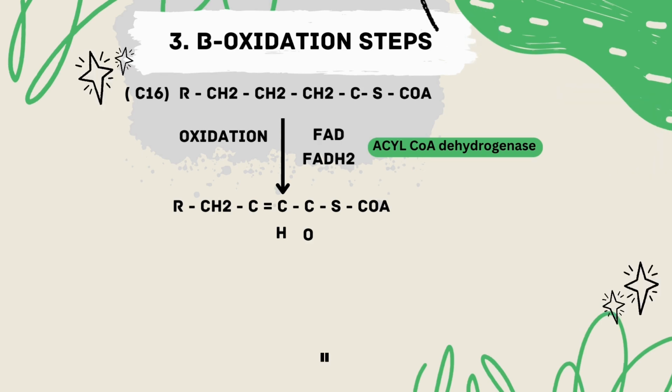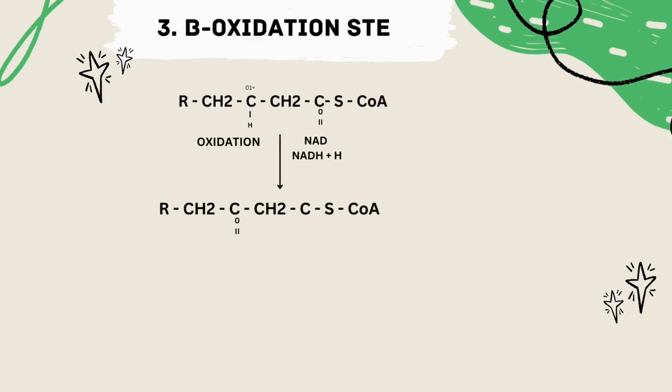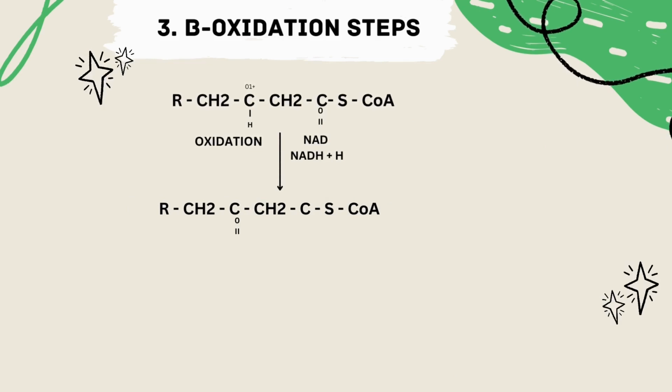Our second step is hydration. We're going to add a water molecule across the double bond at the alpha and beta carbons, and here we can see the OH and the H at the alpha and beta carbons of the fatty acyl-CoA, using the enzyme enoyl-CoA hydratase.